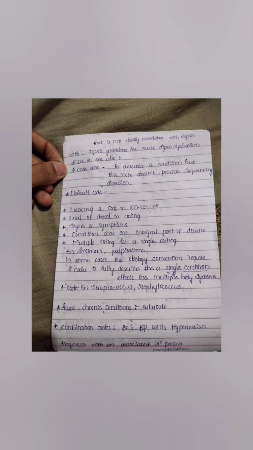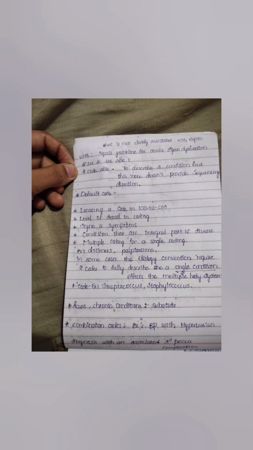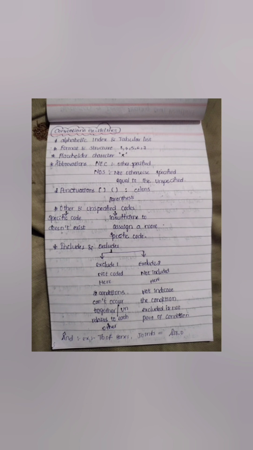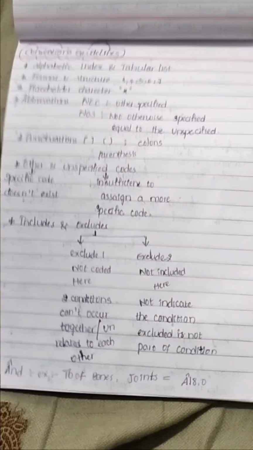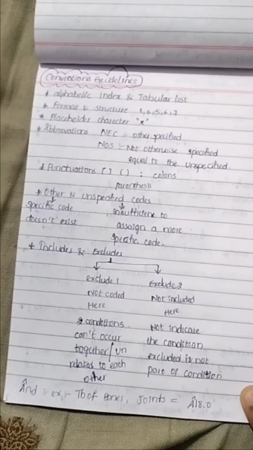And abbreviations. When it comes to abbreviations, we have to learn about medical terminology first. There are two main abbreviations given in the ICD-10 book. They are NEC and NOS. NEC stands for other specified code.